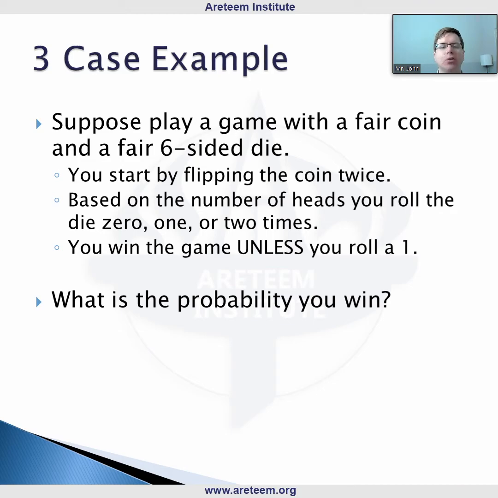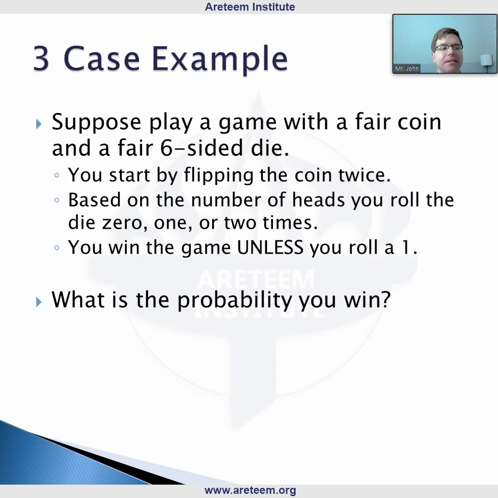You flip the coin twice. So then, based on the number of heads, you could get 0 heads, 1 head, or 2 heads. You roll the die 0, 1, or 2 times. You win the game unless you roll a 1. So you want to not roll a 1 all of the time. You might be asking, and we will see this on the next slide, this does mean you automatically win if you get 0 heads, because if you get 0 heads, you do not even roll the die at all. And so you do not roll a 1, so that will be considered a win in this case.